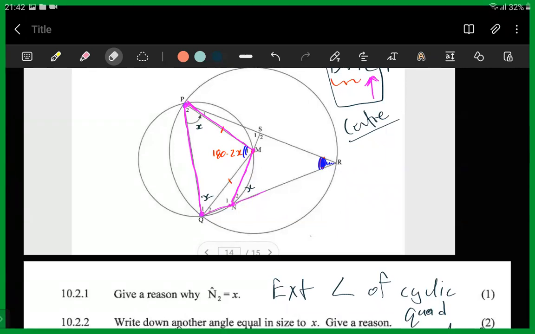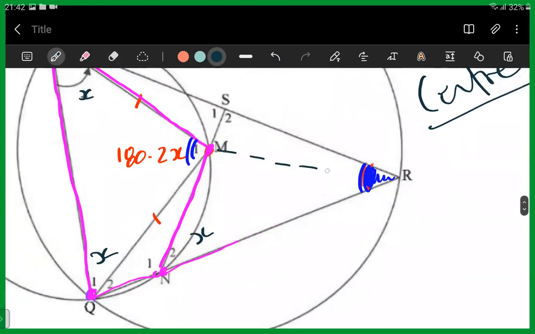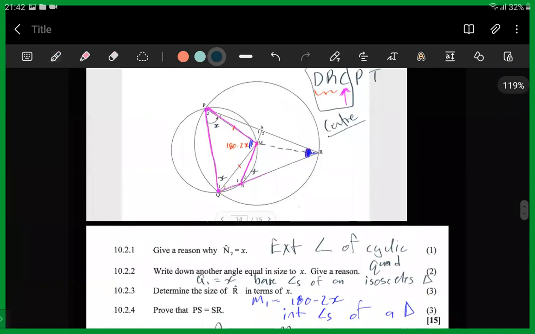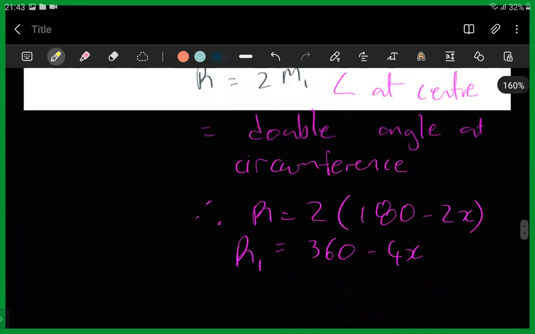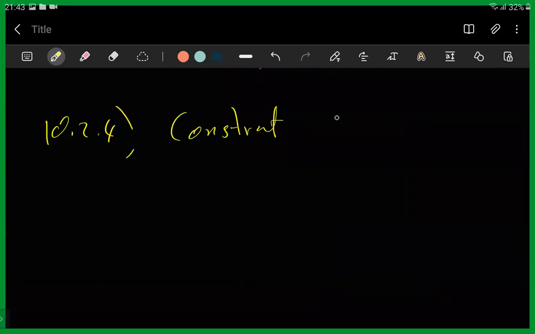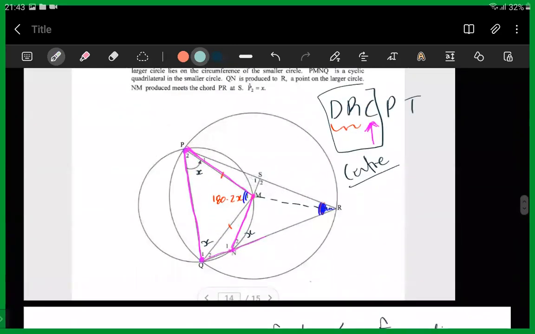We can also create our own line, which is MR. Then we prove that the two triangles are congruent. It's more like proving theorem 1, you see. We're going to have to construct MR. So let's do 10.2.4. We're going to have to construct MR. Once MR is constructed, we have to now show that these two triangles are congruent.